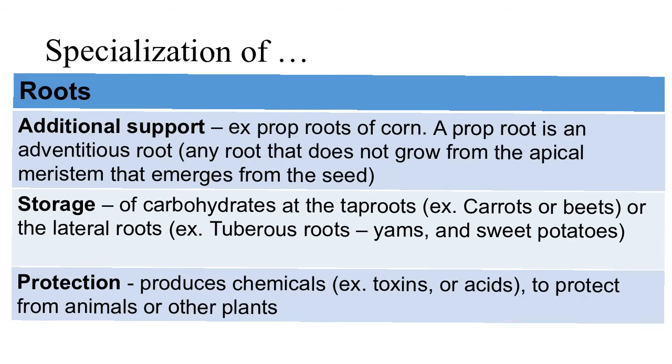So they'll hold water as well as carbohydrates. And so an example of roots that contain carbohydrates are carrots or beets, so those are actually the roots of the plants. And finally, once again, protection. So roots can also produce toxic chemicals or acids to prevent animals from eating them. So by protecting the roots, it protects the plant.